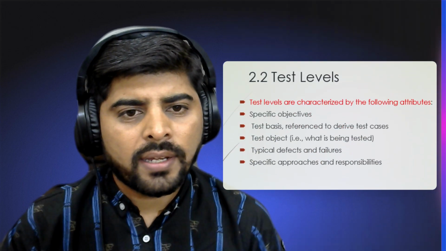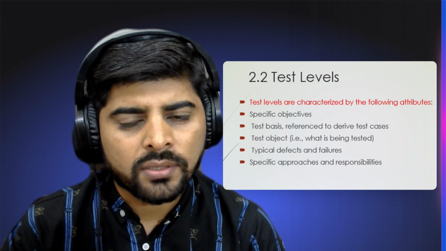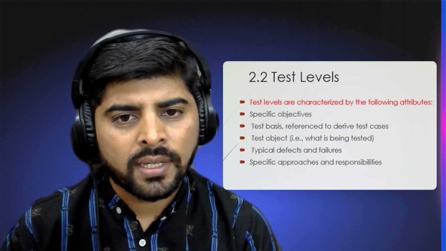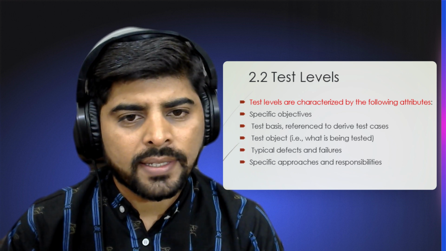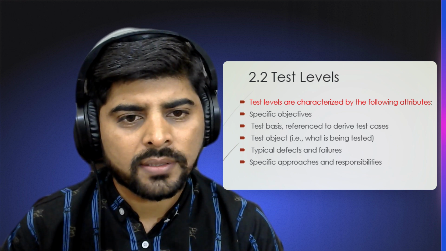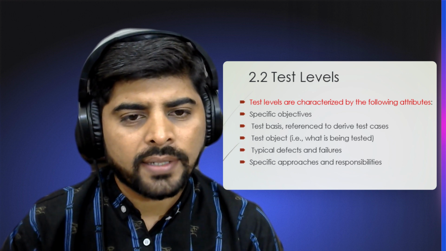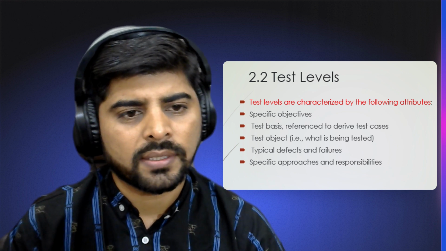So test levels are characterized by the following attributes: specific objectives. So each test level has specific objectives to that level. Test basis refers to what is used to derive test cases. Test objects, that is what is being tested, and typically defects and failures, specific approaches and responsibilities.